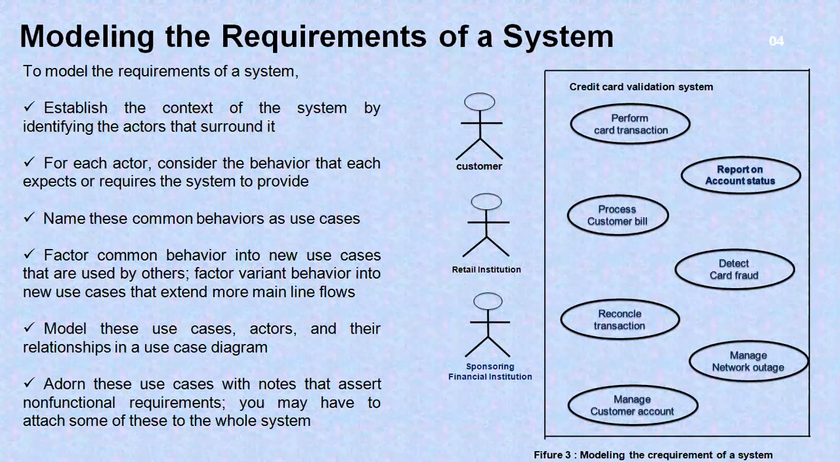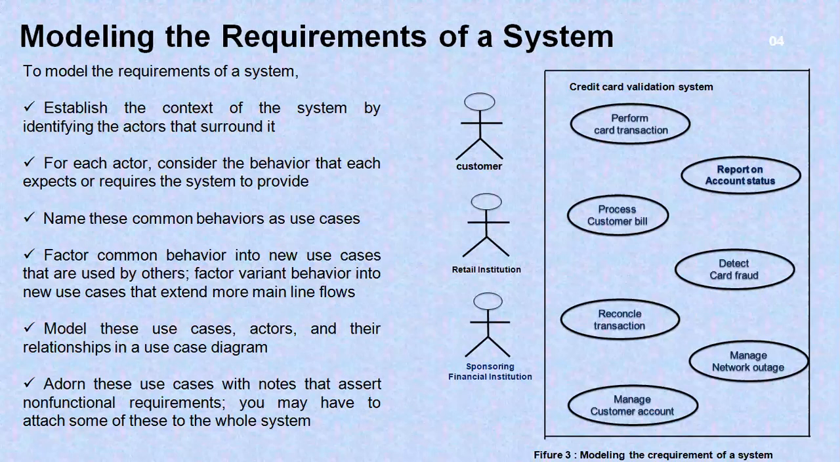To model the requirements of a system, we need to establish the context of the system by identifying the actors that surround it. For each actor, we need to consider the behavior that each expects or requires the system to provide. And we need to name these common behaviors as use cases. We factor common behavior into new use cases that are used by others, and factor variant behaviors into new use cases that extend more mainline flows.